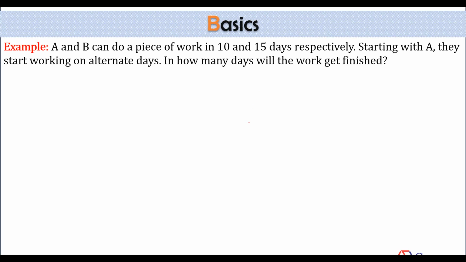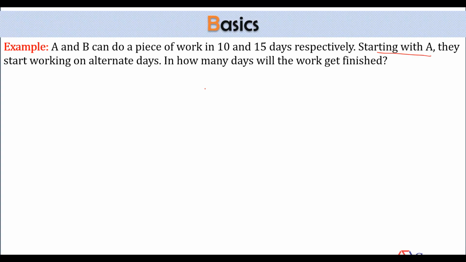A and B can do a piece of work in 10 and 15 days, respectively. Starting with A, they start working on alternate days. In how many days will the work get finished? Now, what's given here? Who's going to start the work? A. So it's very important that the question tells you who's going to start the work, because in some questions, if you start with A or you start with B, the answers will be different.